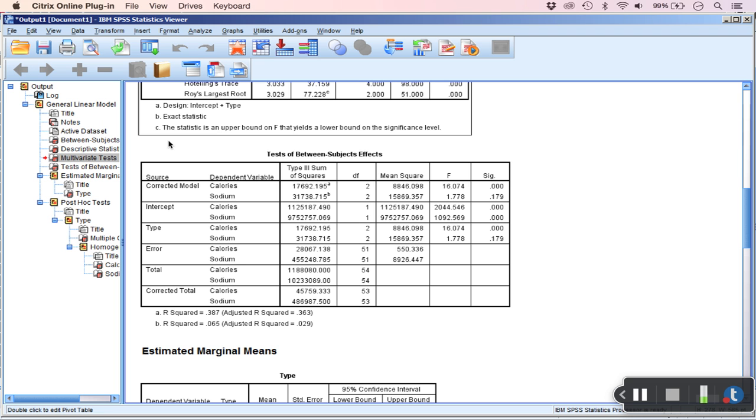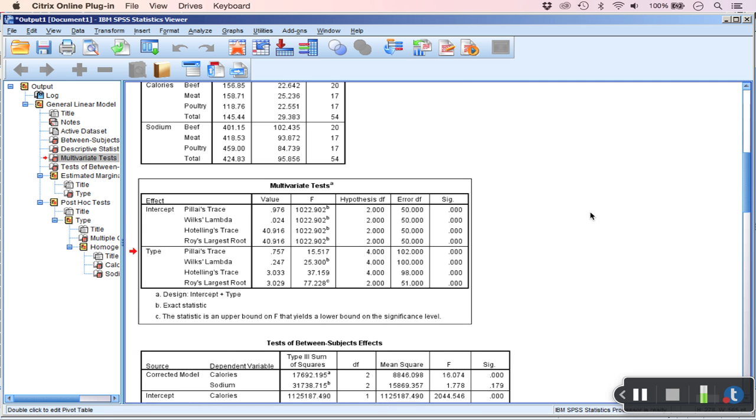We can scroll down a little bit more here, and you can see we have a slightly more complicated tests of between-subjects effects. So we can look first, we have our overall corrected model. And you can see we have a row for calories and a row for sodium. And if we go across, we have an F statistic for each of these. So you can see here that we have a significant F value associated with calories. Our sodium F value is not reaching significance.